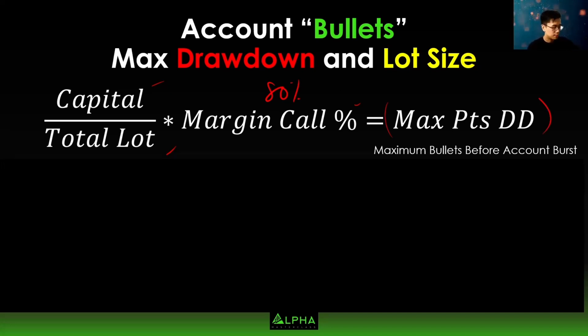Now let's put it into a simple example. We take gold as an example. In the gold market, what is the volatility of gold in a day? Anyone have any idea?